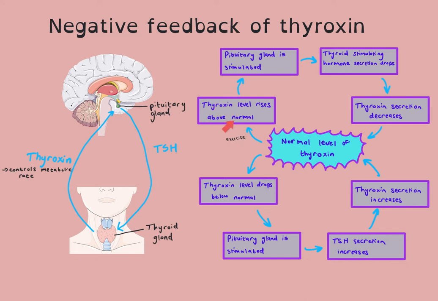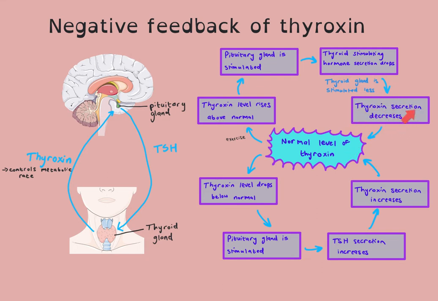Your thyroxin level rises above normal because your thyroid gland is producing more of it. You always say what produces the hormone. And that means that the pituitary gland, if you think of this diagram here, will be stimulated by this increased thyroxin level. So the pituitary gland will decrease its secretion of thyroid-stimulating hormone, which essentially means that the thyroid gland will be stimulated less. Because there's less thyroid-stimulating hormone, the thyroid gland is stimulated less. So it decreases its thyroxin secretion back to normal, which would cause a lowering in your metabolic rate or your cellular respiration.